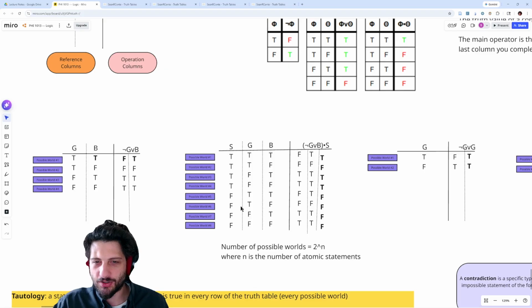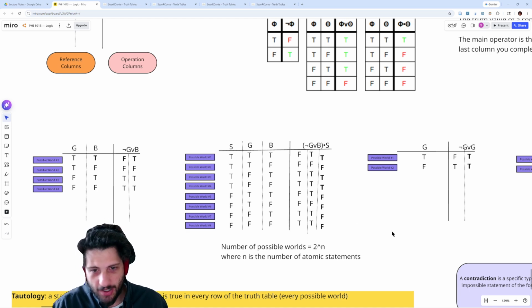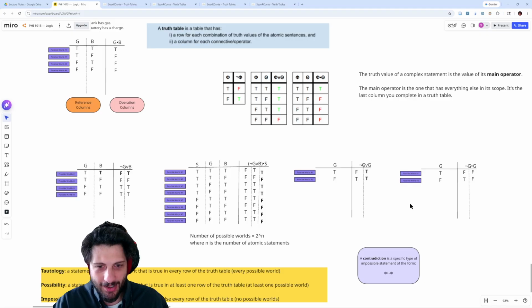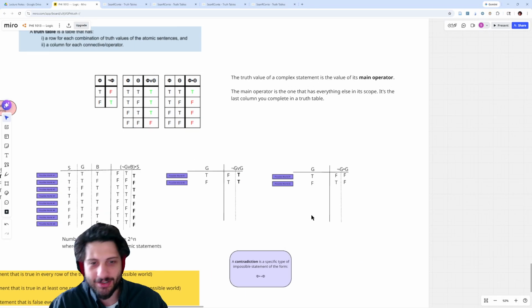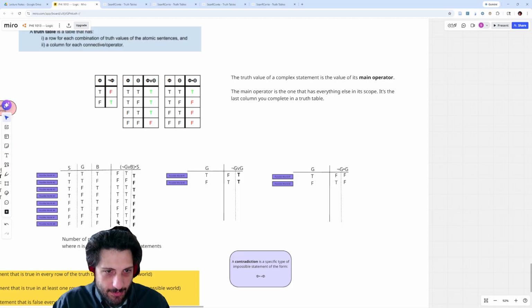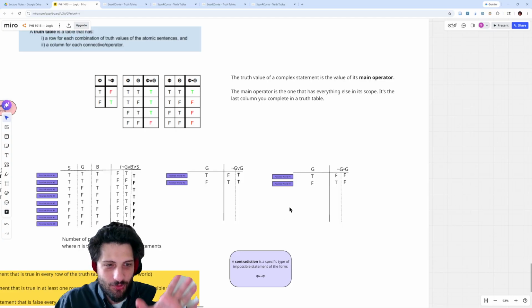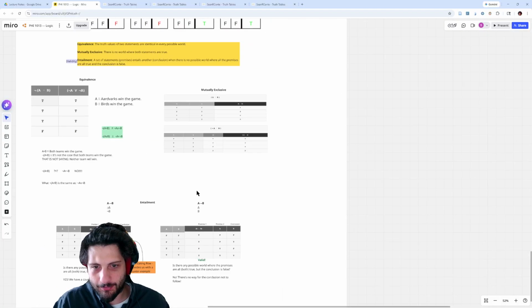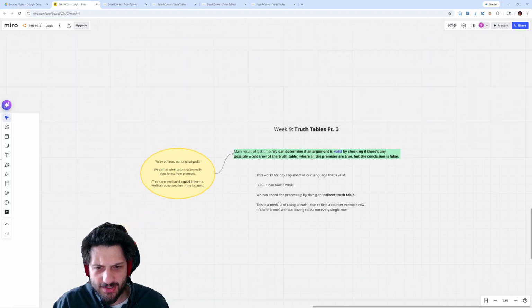So if you wanted to do something with 5 atomic statements, then you'd have a 32-row truth table, right? And 2 to the 10 is something like 1024. As we add more and more atomic statements, this can get really big and bloated and just giant and unwieldy. So what we're going to do is try to speed this up.